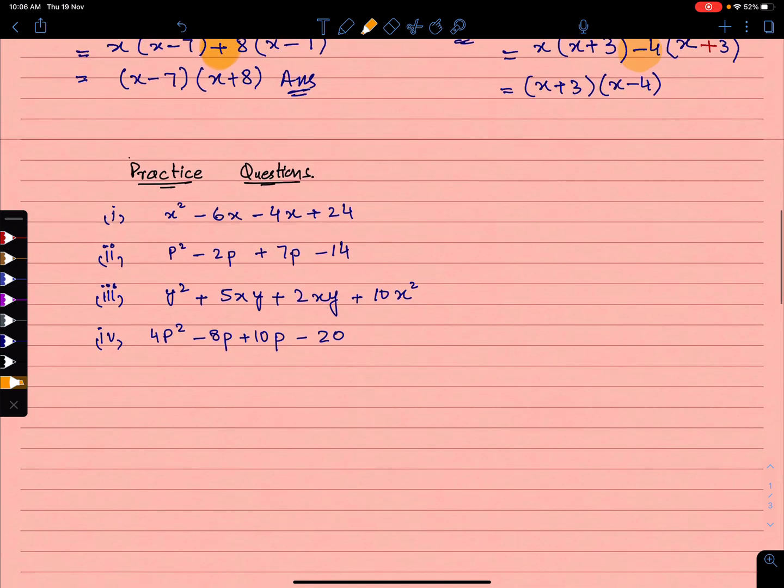So these are the practice questions. If you want to practice, then you can practice these 4 questions of this type. Then I hope this topic is clear. If you have any question, then you can ask.